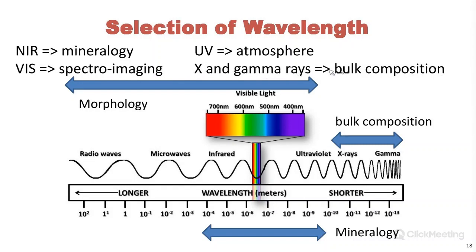But in general, most of the satellite missions go with a suite of instruments, which most of the time includes all these observations. So one can combine observations from radio waves up to gamma ray to understand morphology, mineralogy, and bulk composition of a planetary body.